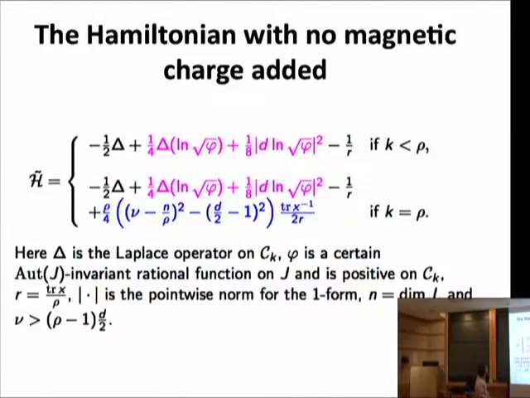Let me show you the Hamiltonian without adding magnetic charges. Remember, CK is a Riemannian manifold with some kind of funny metric on it. And so we can write down the Laplace operator here. And this is the Euler inverse square part. But in general, we need to add these terms. And since K is discrete, that corresponds to a discrete point in the Wallach set. But then the Wallach set starts from somewhere. The Wallach set has a continuous parameter.